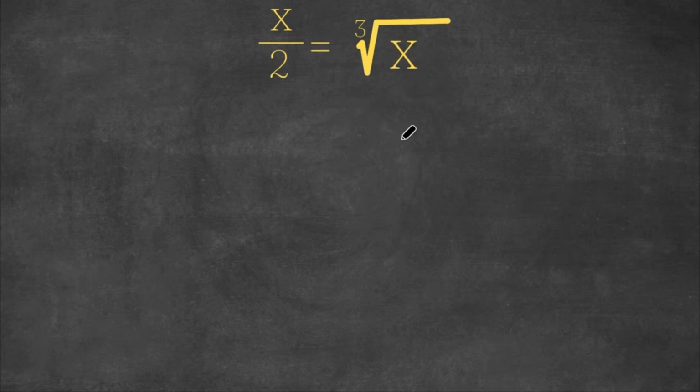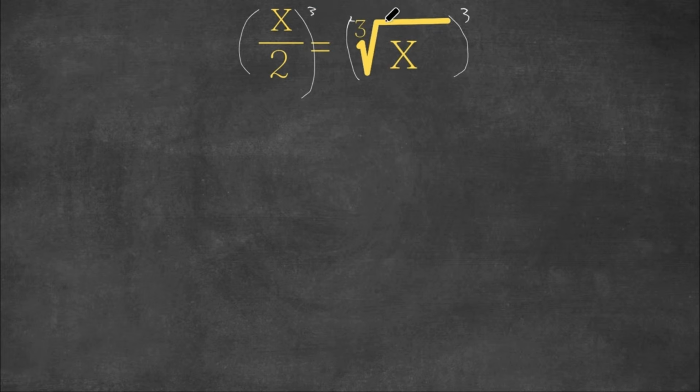So our first task is to get rid of this cube root. To do that, we have to do the opposite of a cube root, which is cubing this. If we want to just get x by itself, we're going to want to cube this whole thing. And obviously, what we do to one side, we do to the other side of an equation. That's the golden rule. So we're going to do that to this side as well.